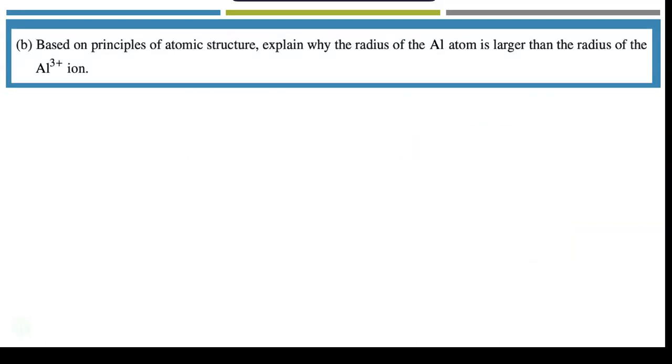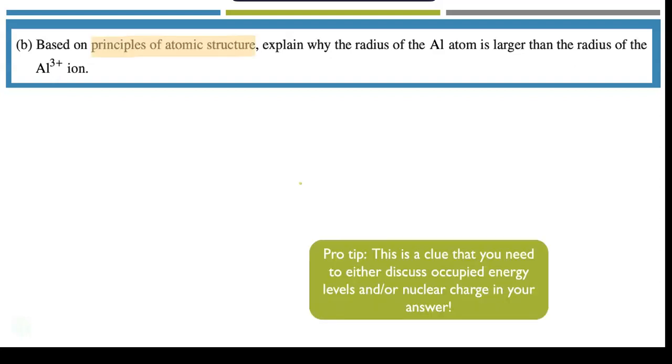Part B, based on principles of atomic structure, explain why the radius of the aluminum atom is larger than the radius of the aluminum ion. Now, the aluminum ion has formed because we've lost 3 electrons, and that's going to be important. The other thing I really want you to note here is look at the question. It says, based on principles of atomic structure. This is a big clue that your answer needs to discuss either occupied energy levels and/or nuclear charge, Coulombic attractions in your answer. If you want to get full credit, pay attention to these clues.